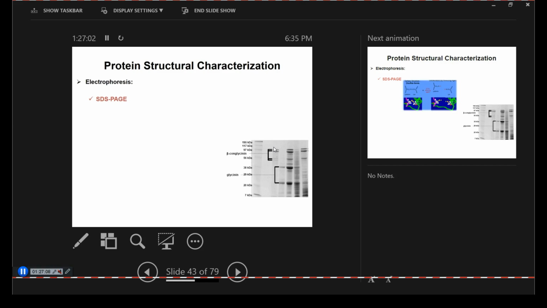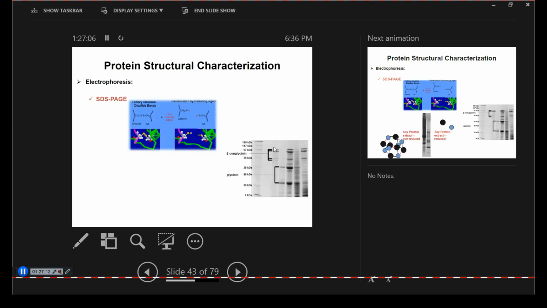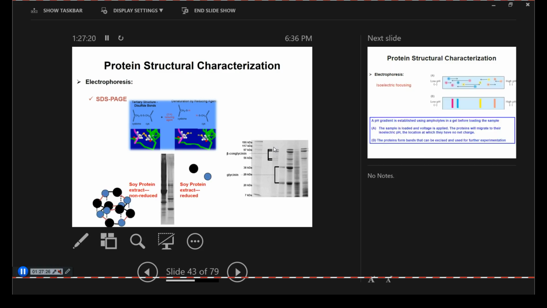Okay. So in SDS-PAGE, sometimes you have to use a reducing agent, and reducing agents break disulfide linkages. That means it reduces the disulfide linkage. And this sometimes is really important, because look at this. This is soy protein. Soy protein exists as a quaternary structure. We'll talk more in detail about soy protein later.